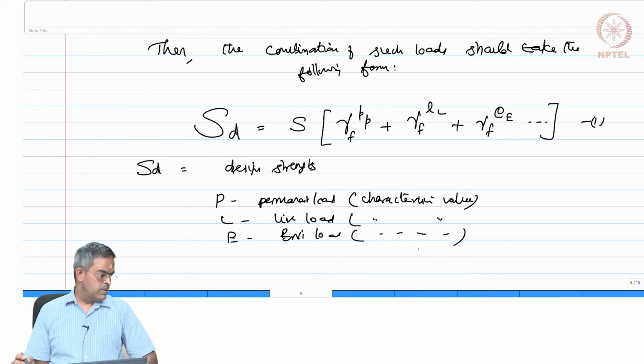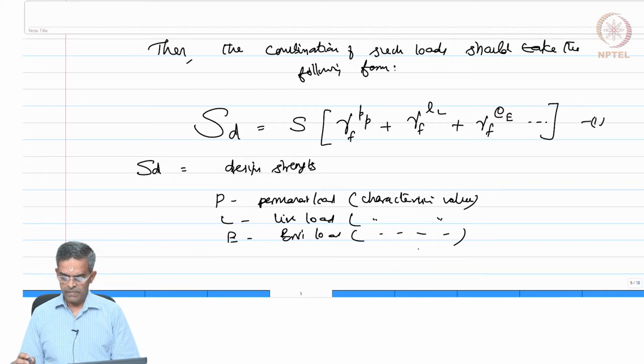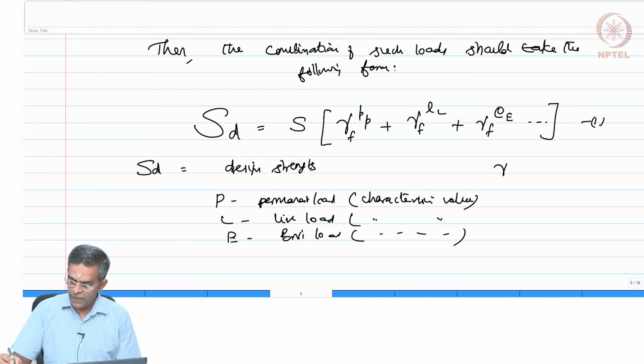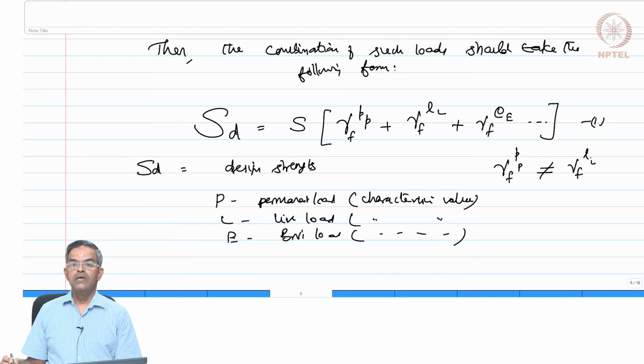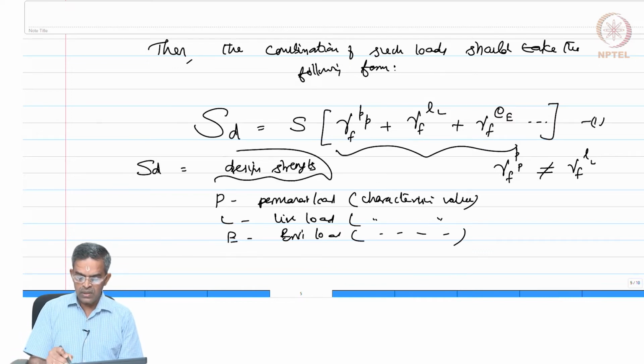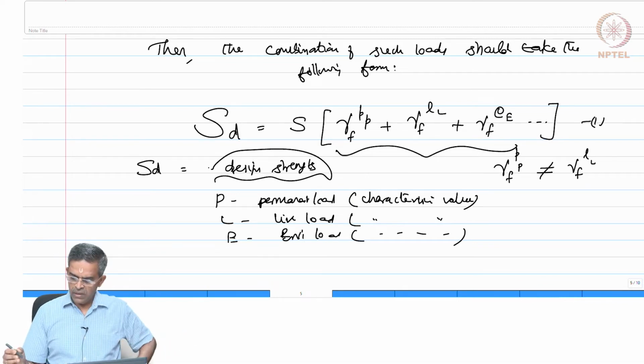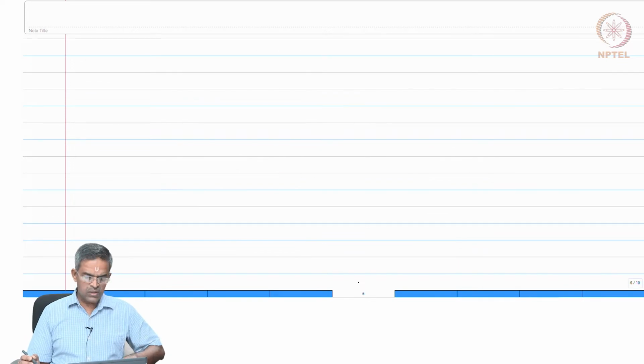Okay. So, now they all should be combined with different factors, and these factors, for example, gamma F should be a combination factor of permanent load, which need not be equal to gamma F of that of the live load. So, you can have different combination effects of these loads, and adding all of them together should give you the design strength.